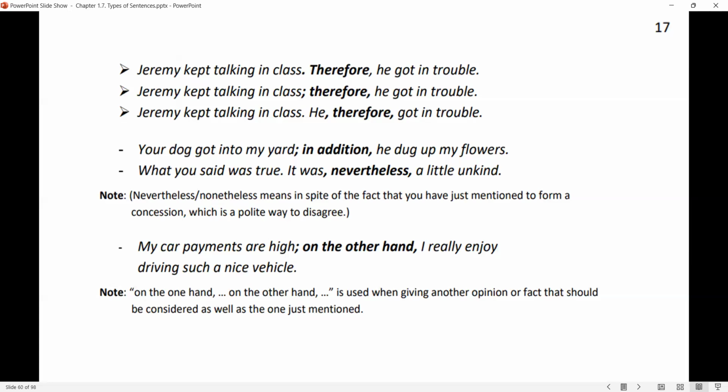Nevertheless or nonetheless means in spite of the fact that. In spite of the fact that you have just mentioned, to form a concession, which is a polite way to disagree. So we can come to this conclusion. Nevertheless, nonetheless, however, have the same meaning. So they mean but, right?